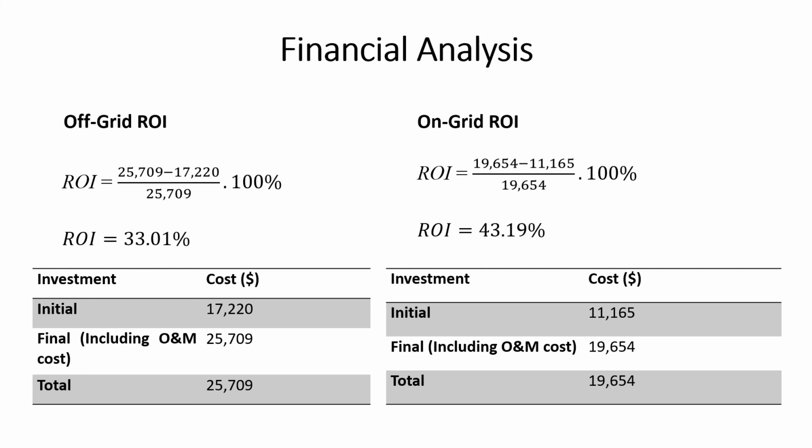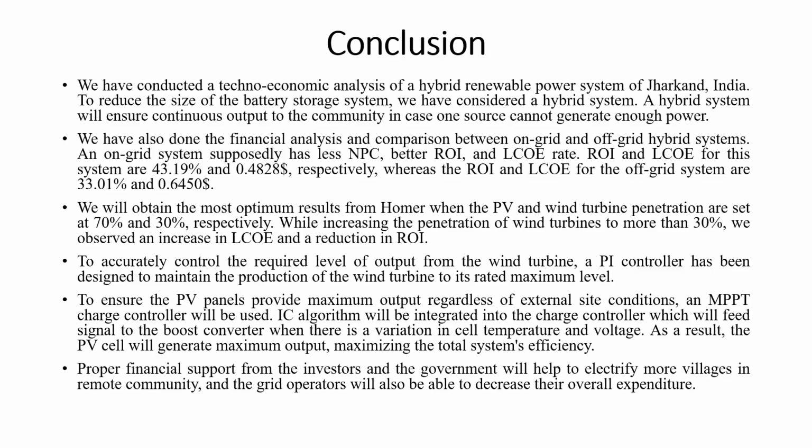Because if the project is located far away from the city, or the transmission or distribution line cannot be set up, then the customer has to go for the off-grid system. But if there is any possibility to establish a grid infrastructure, then the on-grid system will be far more feasible than the off-grid system. So in conclusion, we have conducted a techno-economic analysis of the hybrid renewable power system in Jharkhand in India.